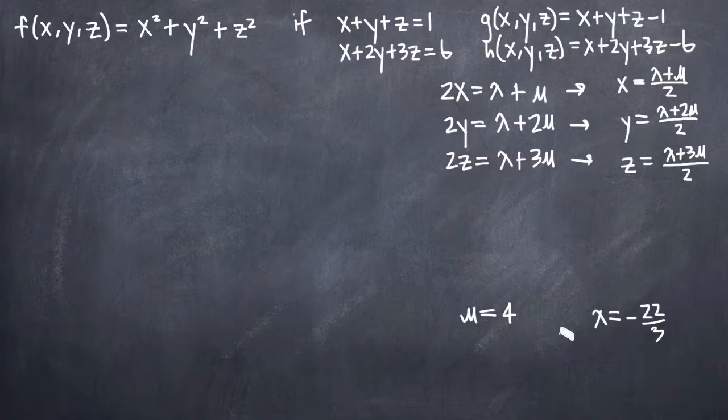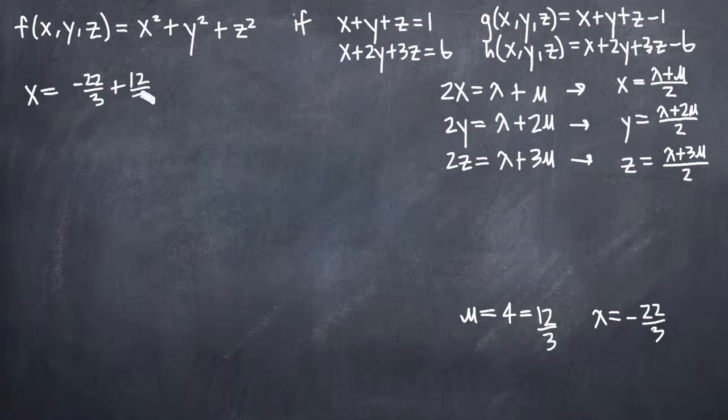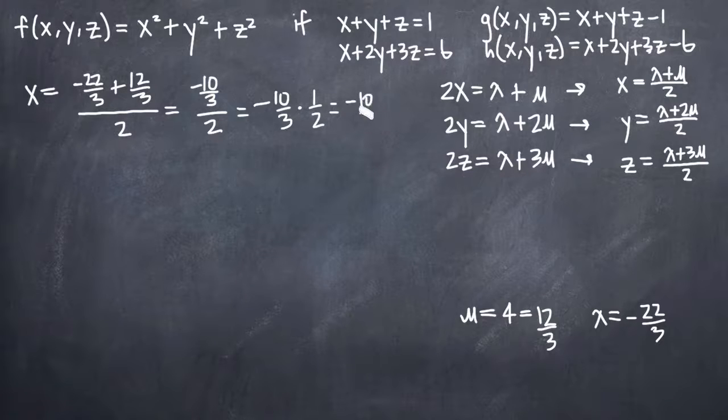and z. To make this easier, let's say that this 4 here, if we multiply by 3 over 3, which is essentially multiplying by 1, we'll get 12 over 3. Having a common denominator with our value for lambda will make it easier for us to solve for x, y, and z. So we'll get that x is equal to lambda, so negative 22 thirds, plus mu, plus 12 thirds, all over 2. When we simplify this, negative 22 plus 12 will give us a negative 10 thirds divided by 2. That's the same thing as negative 10 thirds times 1/2, which will give us negative 10 over 6, which is negative 5 thirds. So we get that x is equal to negative 5 thirds.